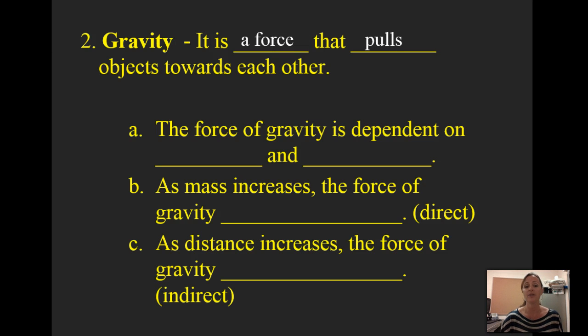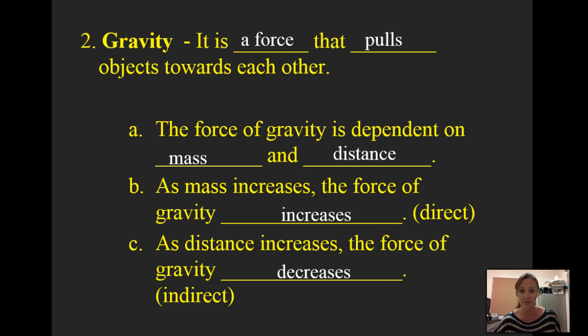It is a force and it pulls an object towards another. And the force of gravity is dependent on the mass of the object and the distance from that object. As mass increases, the force of gravity will also increase, making this a direct relationship. As the distance increases, the force of gravity will decrease, so that would be an indirect relationship. In other words, if two objects are close together, then the gravity will pull one another. If the objects are far away from each other, then the gravity does not act upon it as strongly, and it's less of a force being pulled.